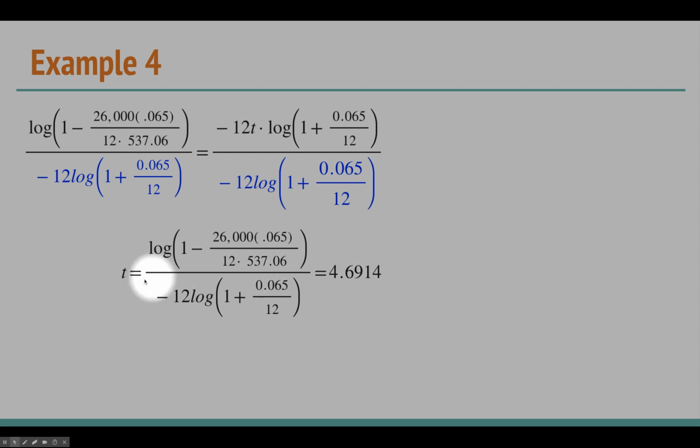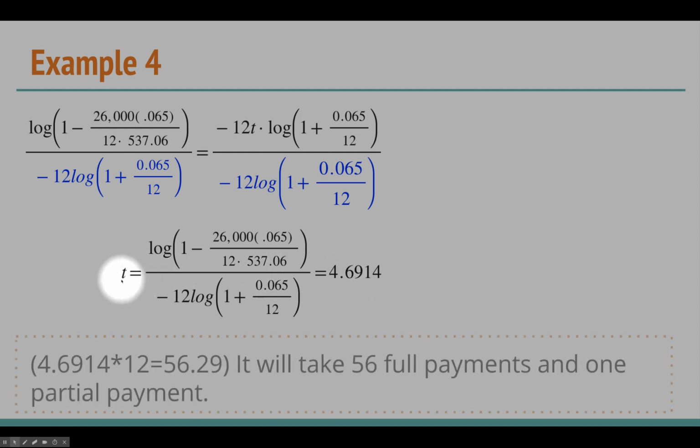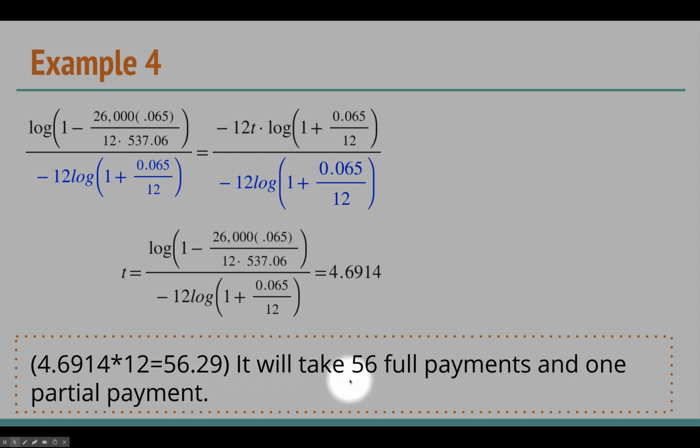4.6914. Now keep in mind, t is always measured in years, and so we're going to have to do a little bit of mathematics to get to months, because that's how we're paying this off, monthly. So if I take the number of years and multiply by 12 months in a year, I get 56.29. So it's going to take 56 full payments and 1 partial payment. So technically, it would take 57 payments, the last one being only a partial payment, where you pay off whatever remaining balance is left after the 56th payment.